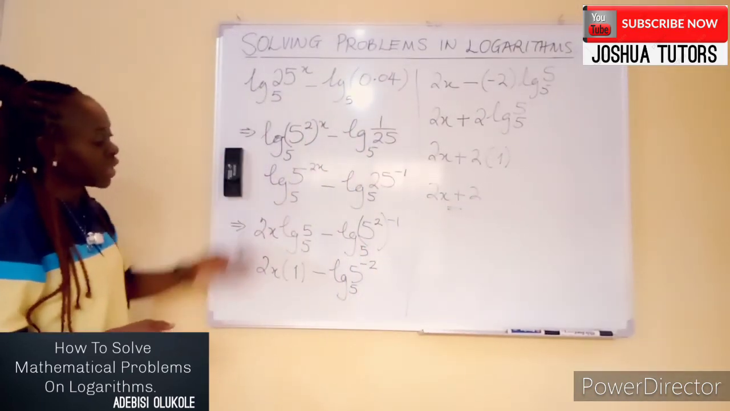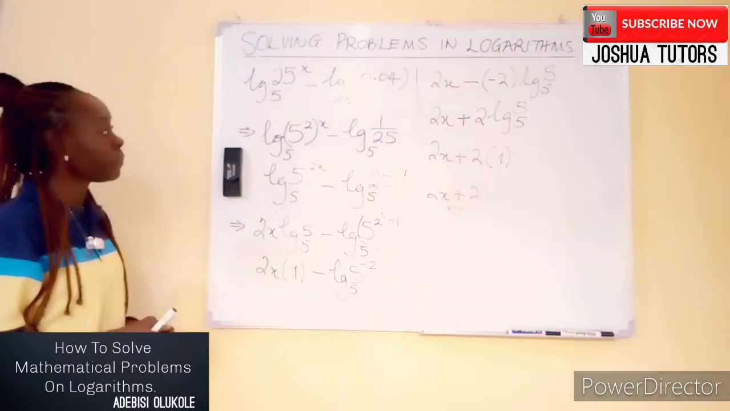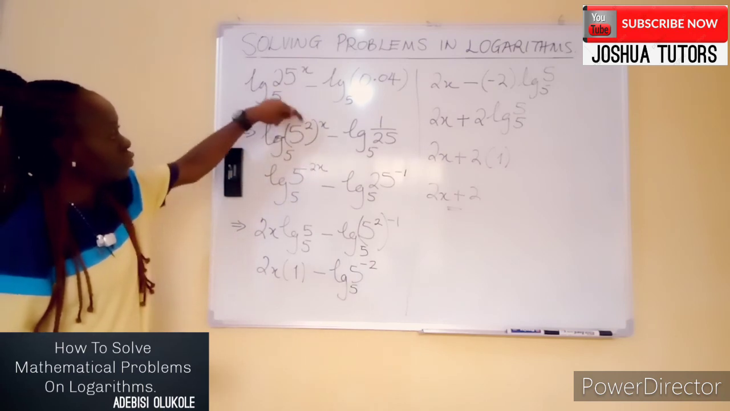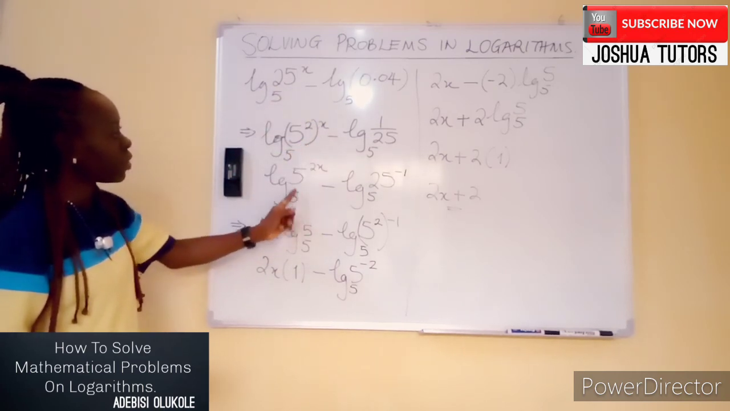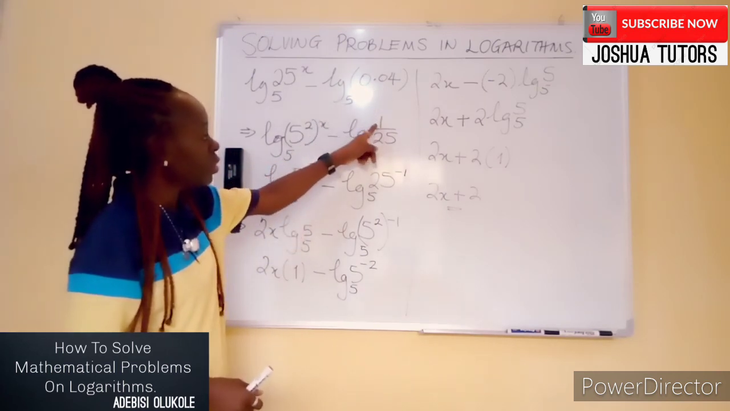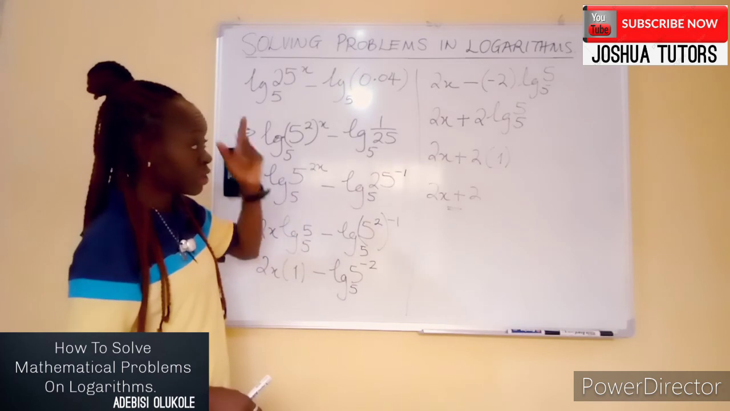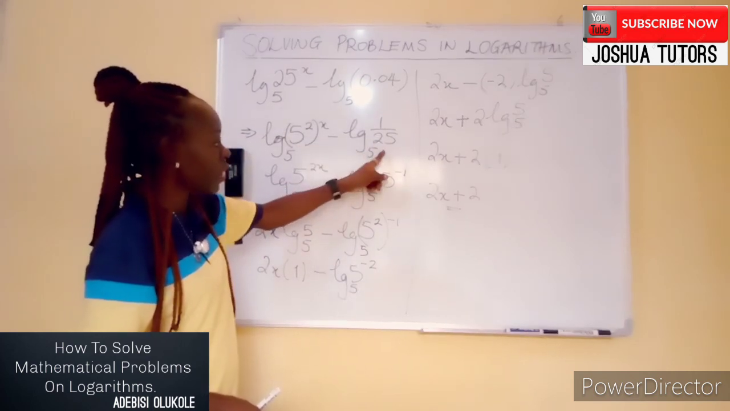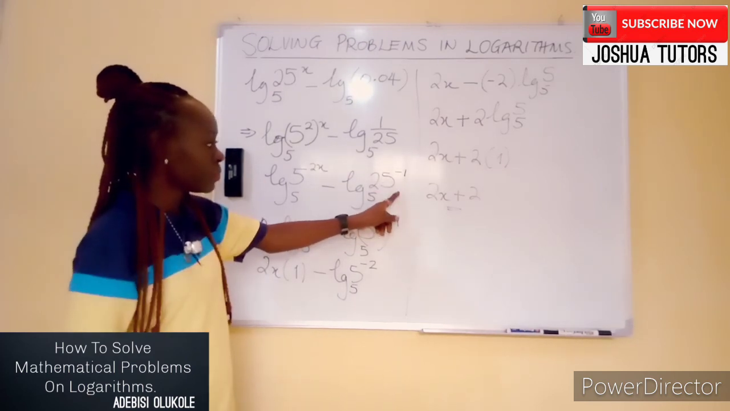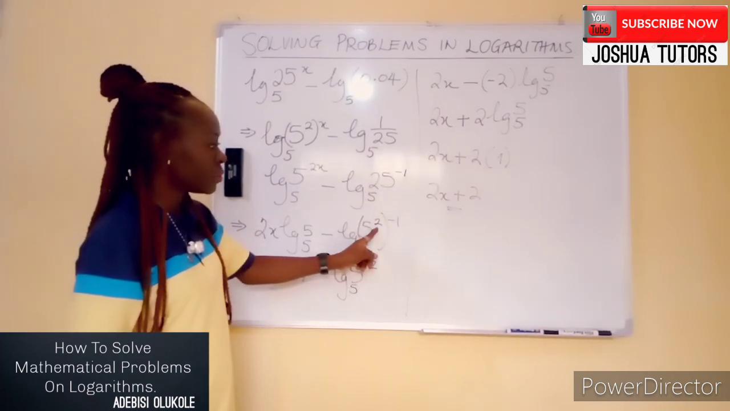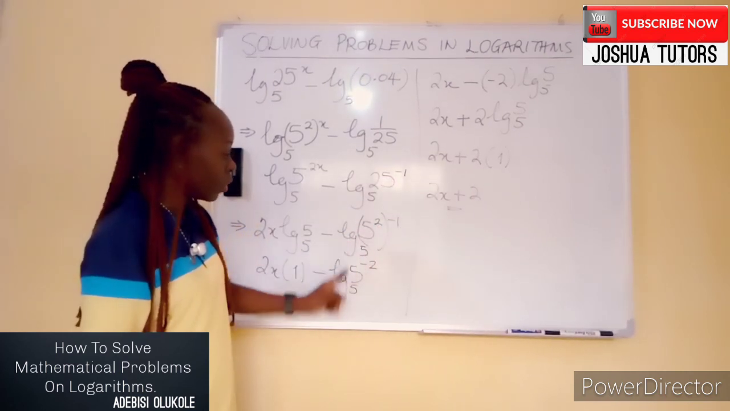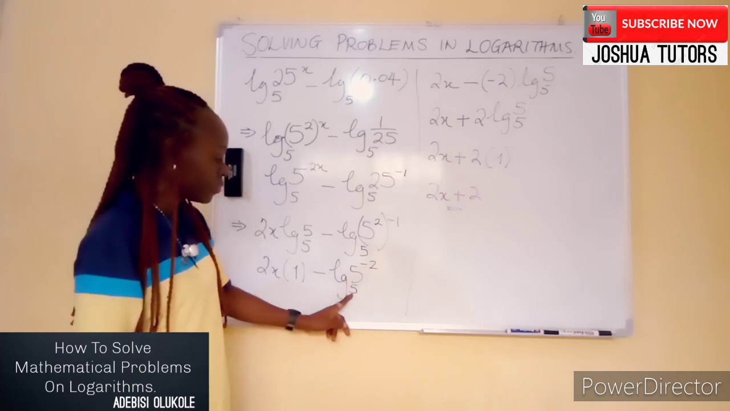I'd like you to look through it again, in case you have any confusion anywhere. 25 is 5 squared. This power 2 multiplies the x outside. It becomes 5 raised to the power of 2x to base 5. 0.04 is actually 4 over 100. As I explained earlier, you divide, you have 1 over 25. You invert 1 over 25, it gives you 25 raised to the power minus 1. 25 is 5 squared. The 2 inside multiplies the minus 1 outside. Power multiplies power. You have log of 5 raised to the power minus 2 to base 5.